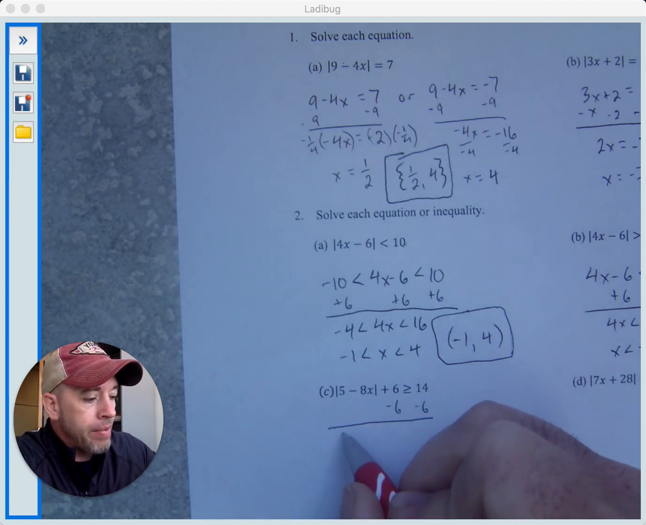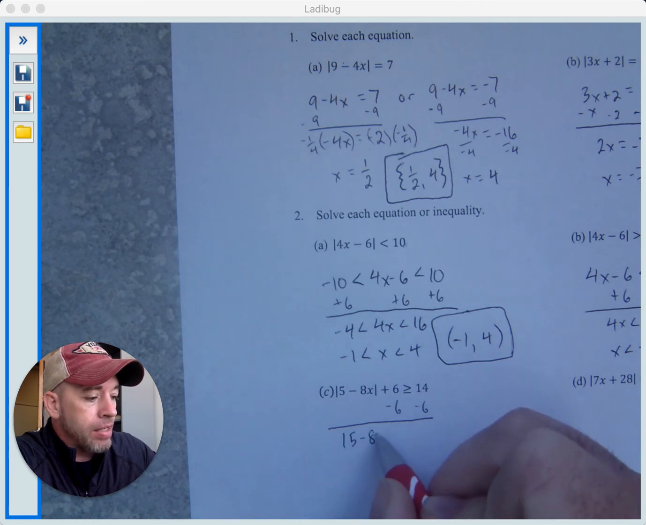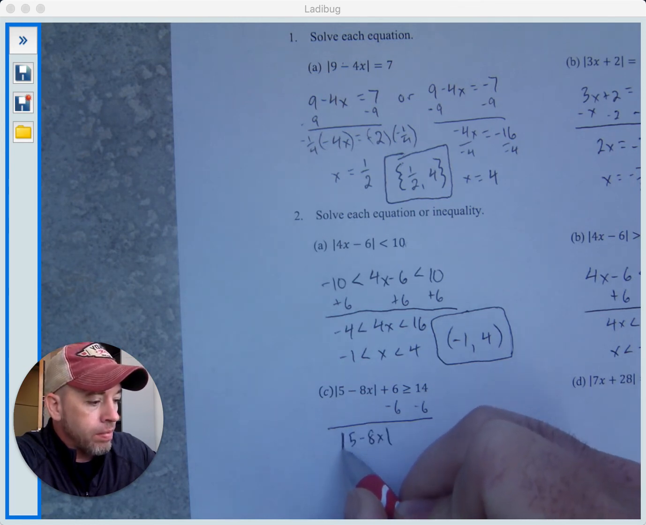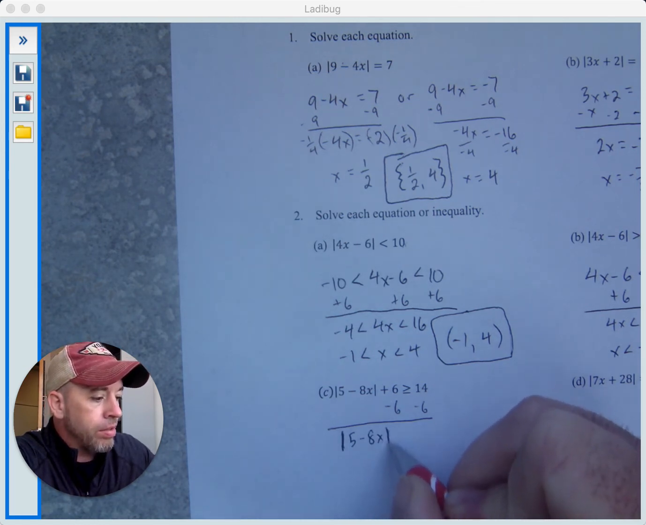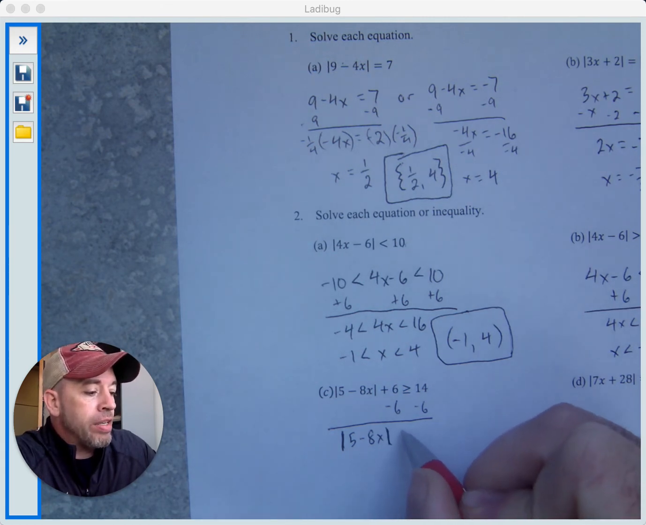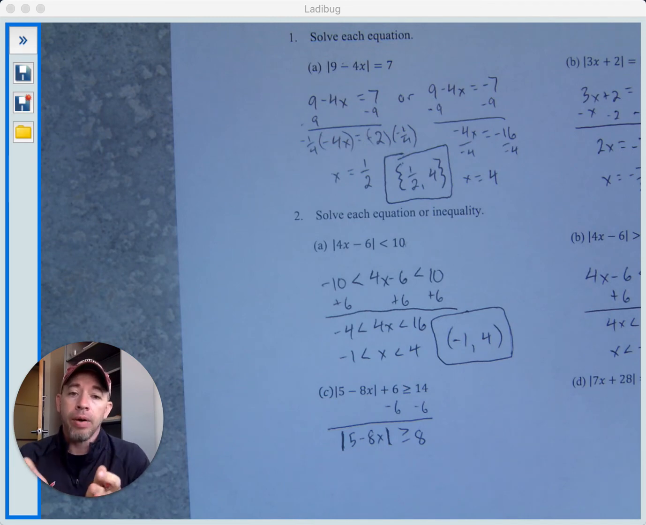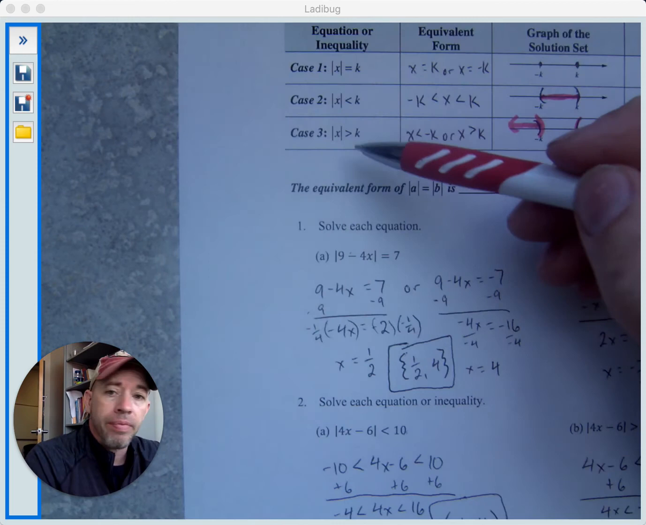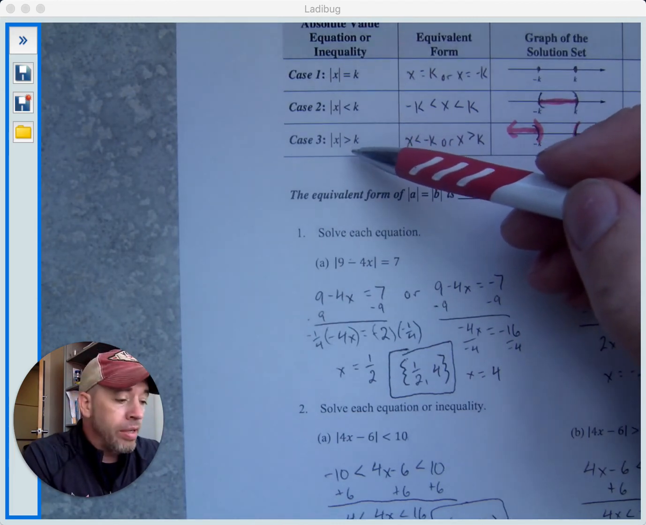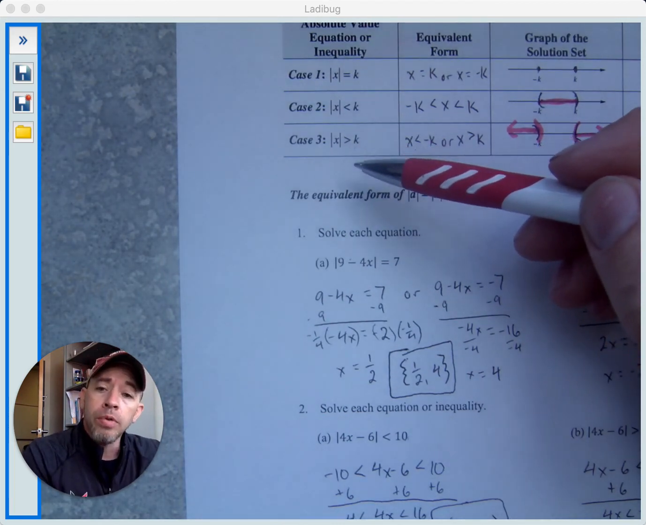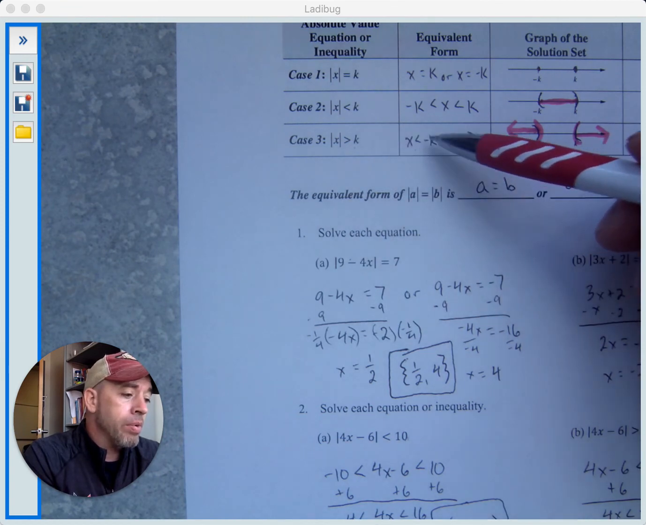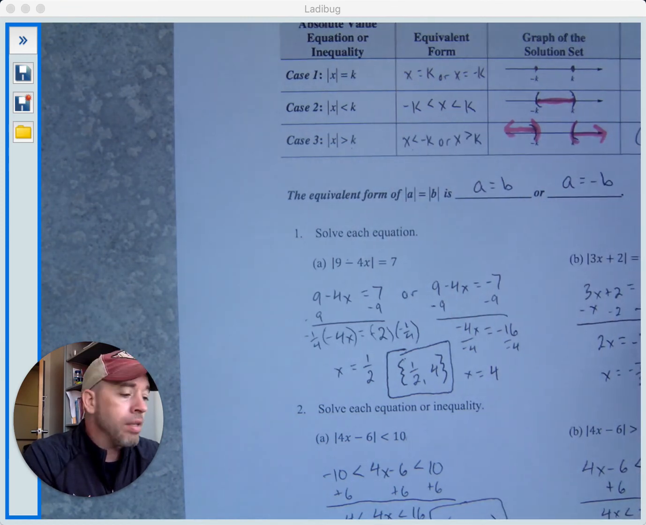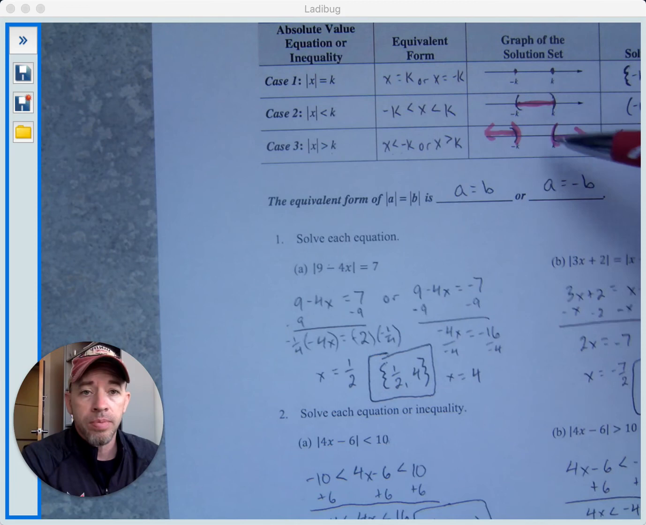Then we have the absolute value of 5 minus 8x is greater than or equal to 8. Alright, so now we have the absolute value by itself, and we can use case number 3. Again, this is a place where some people say, well, there's no equal to bar here. The same rules follow. We just replace every one of these with an equal to bar underneath, and if we were to graph it, the parentheses become brackets.